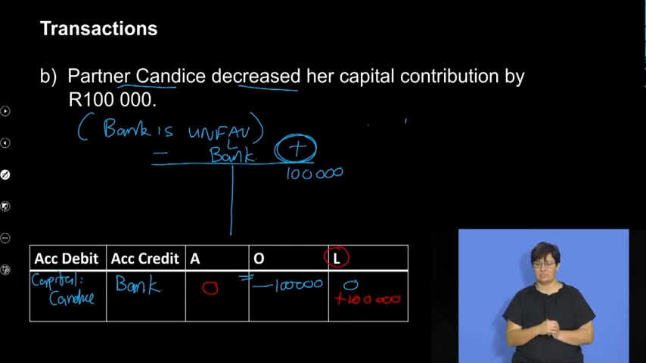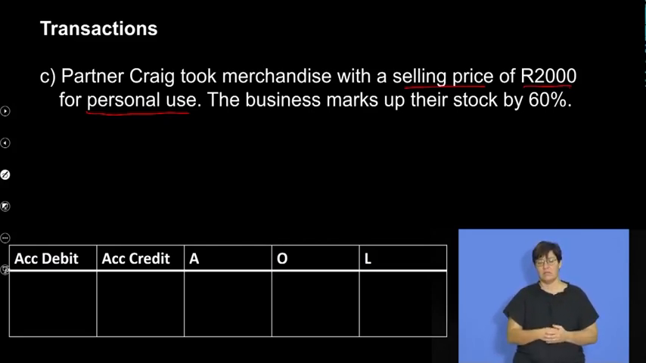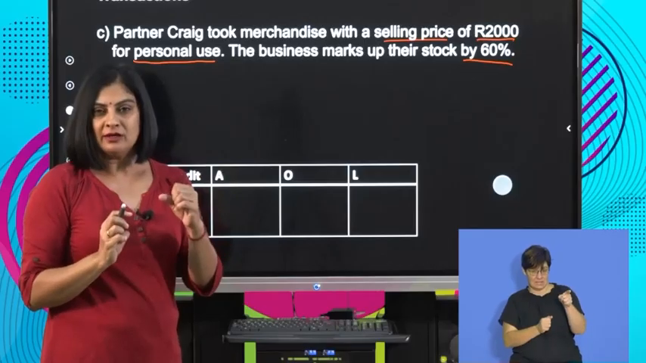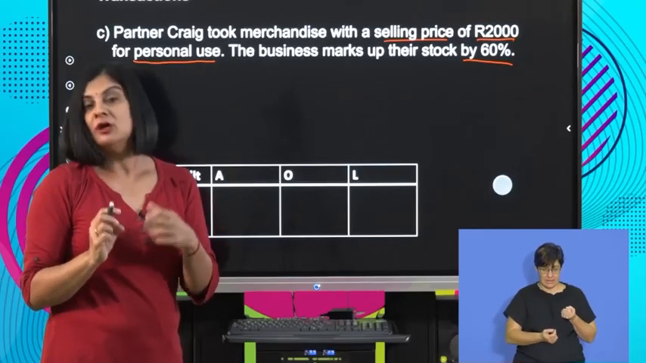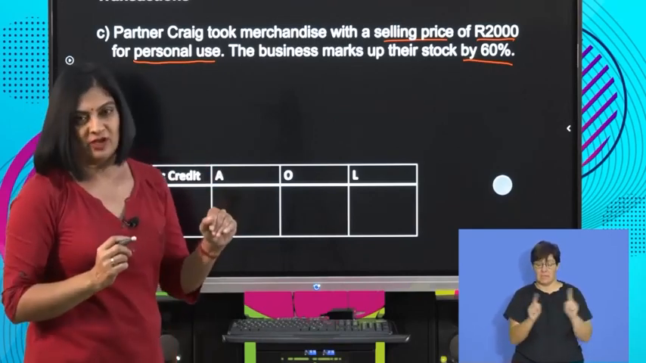Let's move on now to our next transaction, our third transaction. Partner Craig took merchandise with a selling price of 2,000 Rand, so let's just quickly underline that, 2,000 Rand for personal use. The business marks up their stock by 60%. So obviously a partner is withdrawing stock. Obviously, drawings is affected, not a difficult transaction.